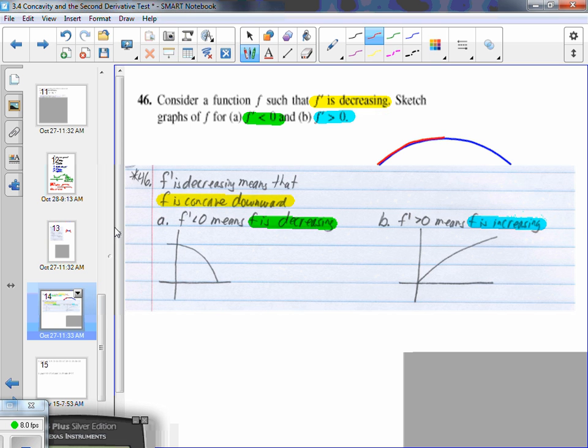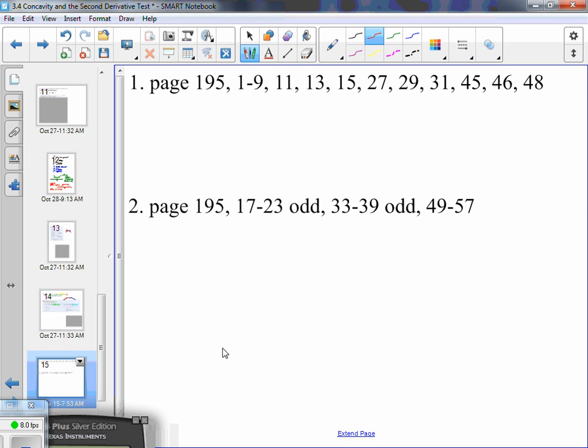All right, so these are the two assignments from this section. The first one is your homework. If you get that one done, you might as well start on the second one. It's all from the same place. Okay?